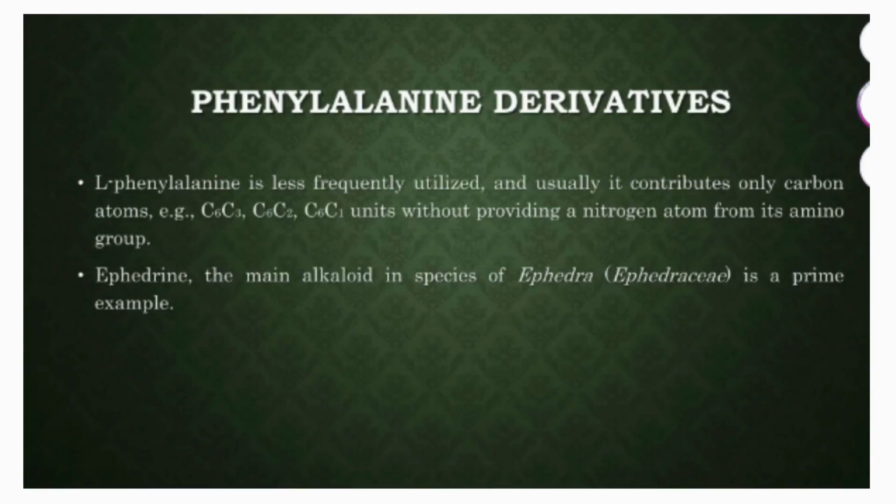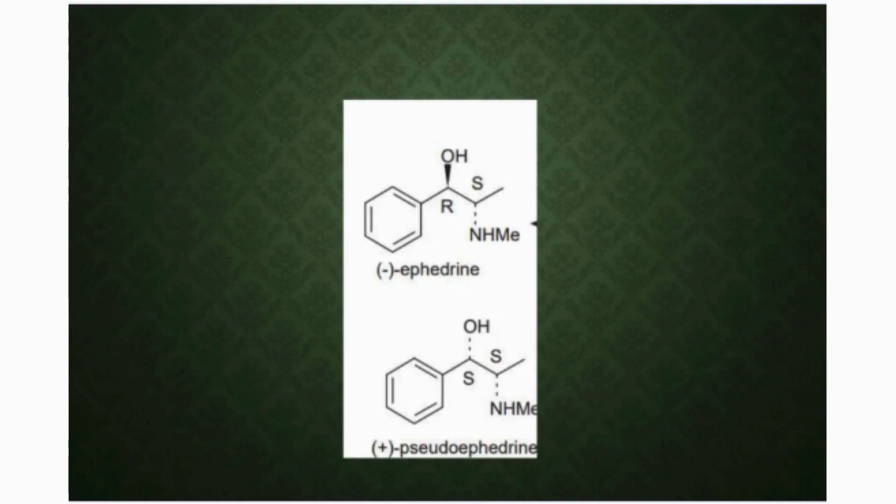Phenylalanine derivatives. L-phenylalanine is less frequently used and usually it contributes only carbon atom units without providing a nitrogen atom from its amino group. Here the example is ephedrine, the main alkaloid of the Ephedra species. Ephedrine is a prime example of the phenylalanine derivatives. This is a general diagram of the phenylalanine derivative.